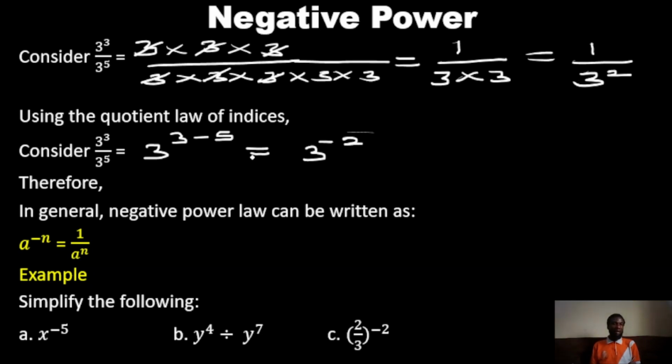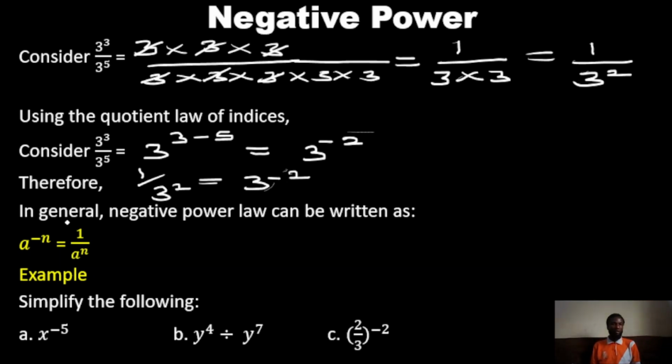Therefore, we can say that 1 over 3 raised power of 2 is equal to what? 3 raised power of minus 2. If you look at it, the same 3 raised power of 3 divided by 3 raised power of 5 gave us 1 over 3 raised power of 2, and it is the same one that gave us 3 raised power of minus 2. Therefore, 1 over 3 raised power of 2 equals 3 raised power of minus 2.